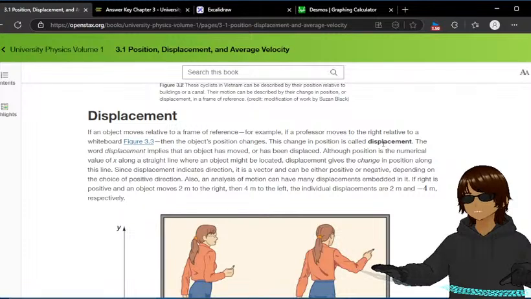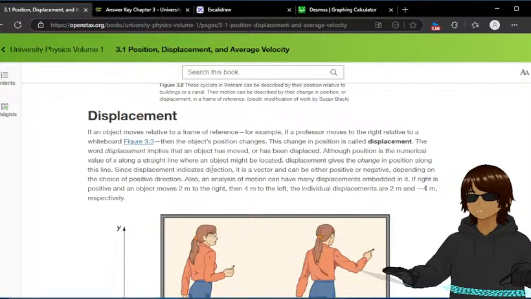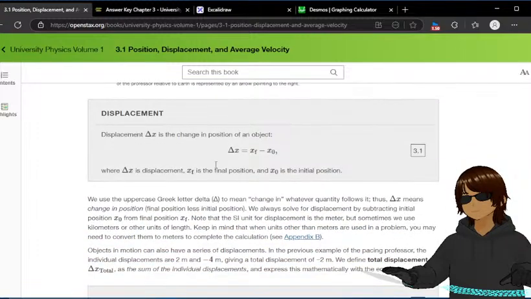This change in position is called displacement. The word displacement implies that an object has moved or has been displaced. Although position is the numerical value of x along a straight line where an object might be located, displacement gives the change in position along this line. Since displacement indicates direction, it is a vector and can either be positive or negative. The displacement is the change in position of an object. Xf is the final and x naught is the initial.